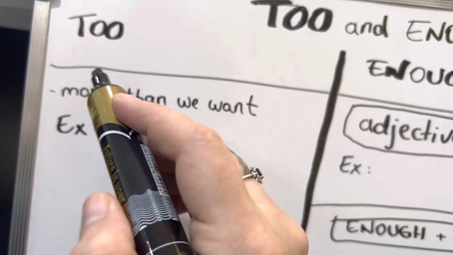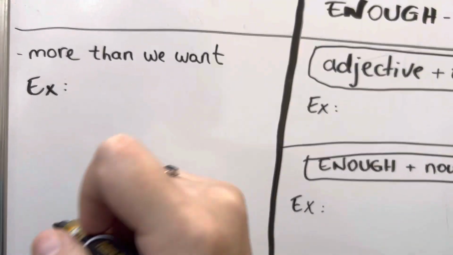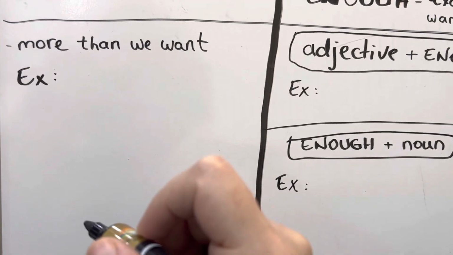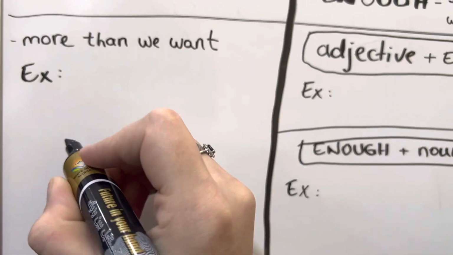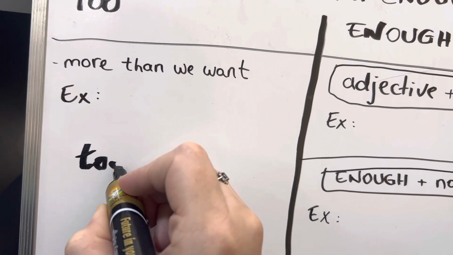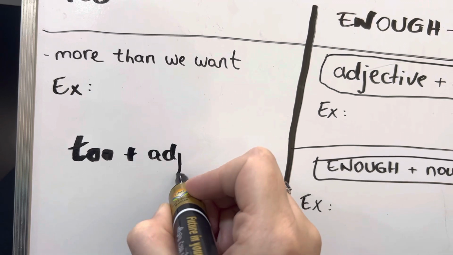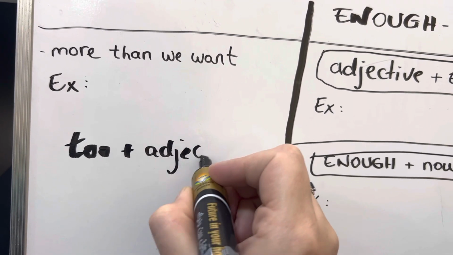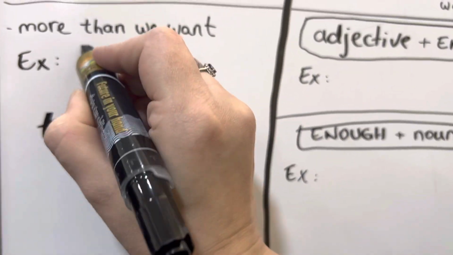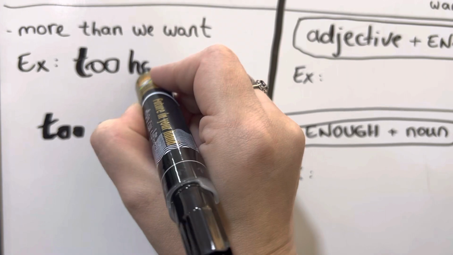Be careful with spelling, it's T-O-O, double O. We use too when we talk about something that is more than we want or more than we like. So how do we do that? We have the word too, and then we add the adjective. So for example, we can say outside is too hot.